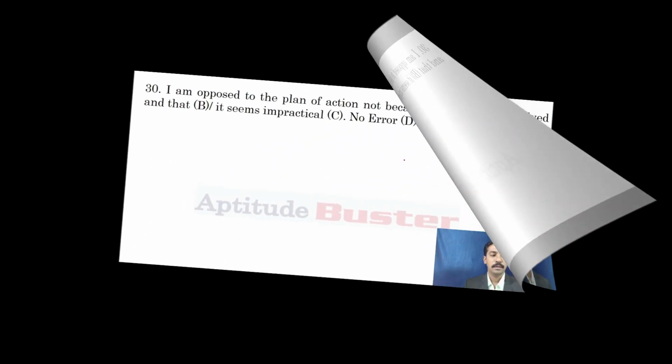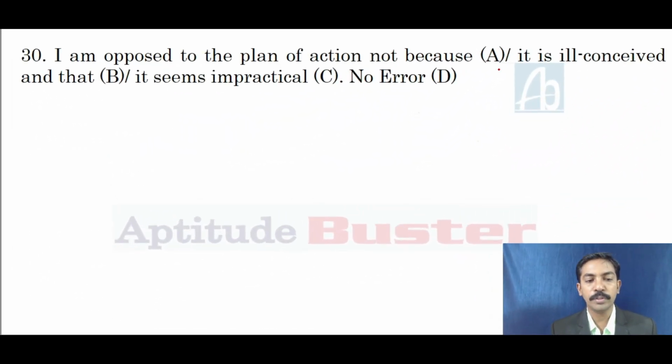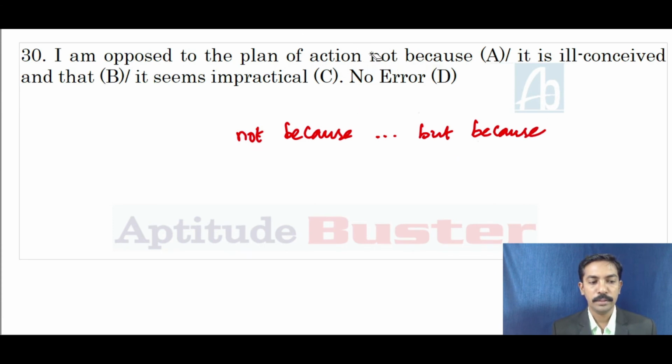I am opposed to the plan of action not because it is ill-conceived and that it seems impractical. Does this question carry any clue? Yes, it does. You have not because in this sentence. When you have not because, it must be followed by but because, right? Apply the logic here. The error lies in segment B. The correction is, instead of and that, it should be but because.